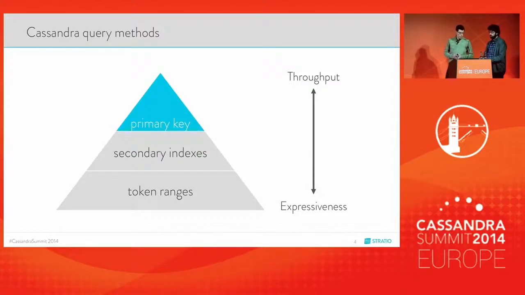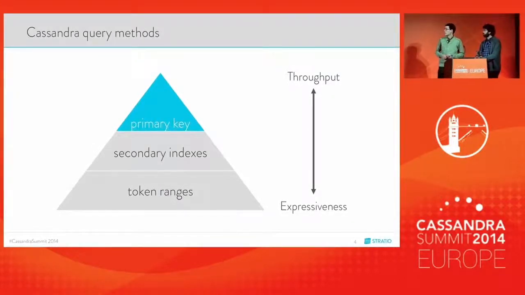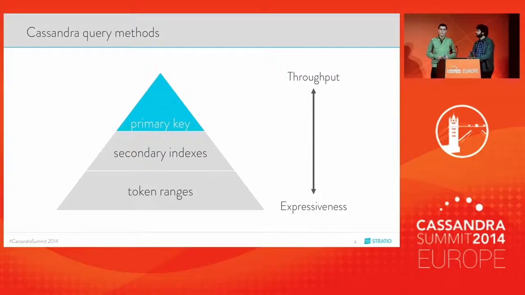First, to briefly overview what we are talking about, we have three main ways of querying nodes in Cassandra. We can query by primary key, we can query by secondary index, and we can query by token ranges. The difference between the selections is whether you want to be more expressive and specify in more detail which type of data you want to retrieve from the database, or you want to be efficient and have more throughput.